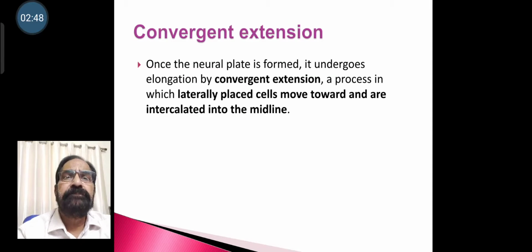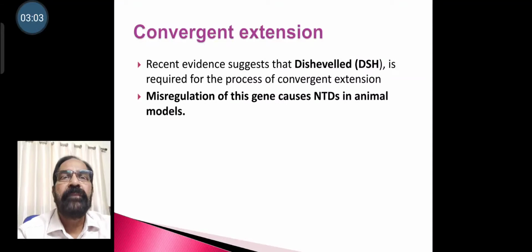Convergent extension. Once the neural plate is formed, it undergoes elongation by convergent extension, a process in which laterally placed cells move toward and are intercalated in the midline. Recent evidence suggests that Dishevelled, that is DSH, is required for the process of convergent extension. Misregulation of this gene causes neural tube defects in animal models.